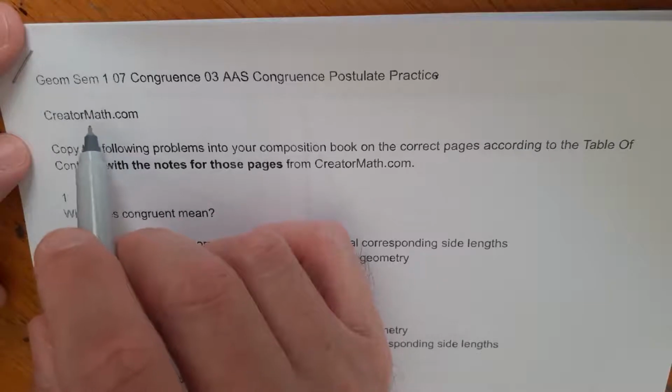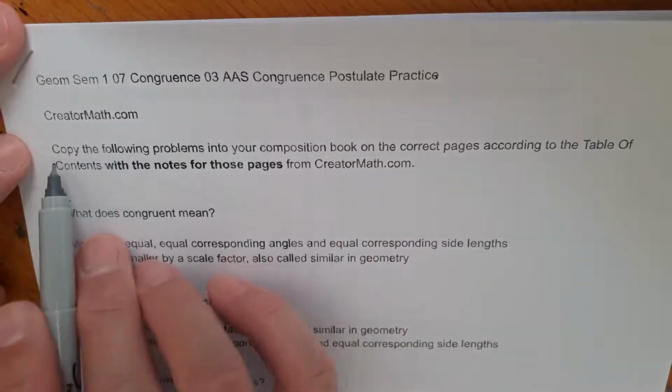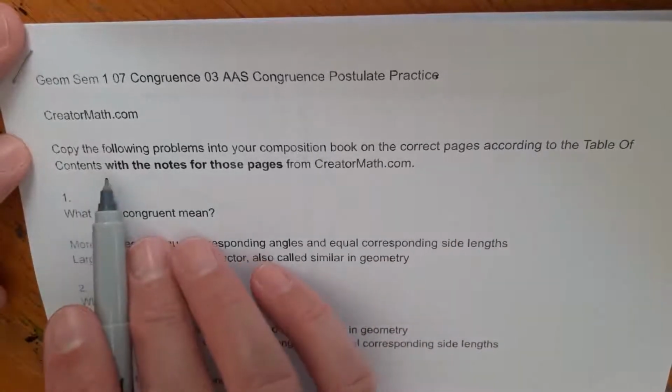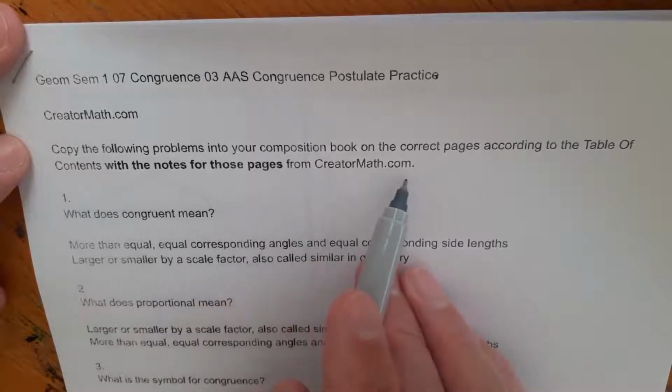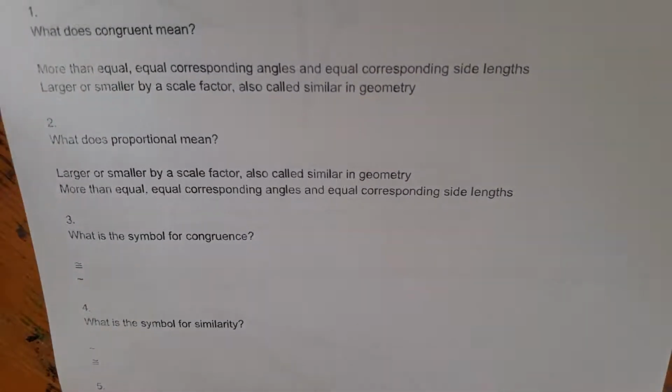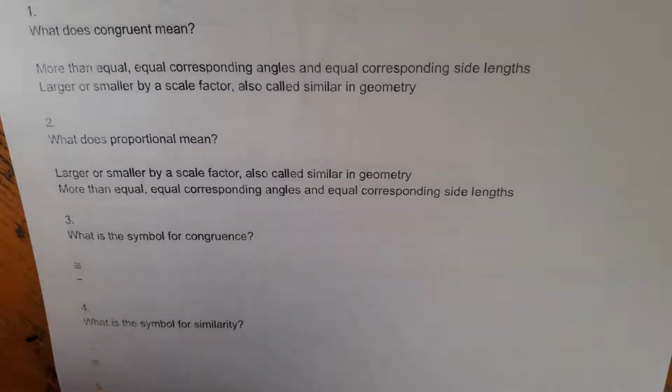You might have to Google creatormath.weebly.com to find the site. The instructions are: copy the following problems into your composition book on the correct pages according to the table of contents, with the notes for those pages from creatormath.com. So, before we get straight into the problems, let's show you that website so you can find the notes.